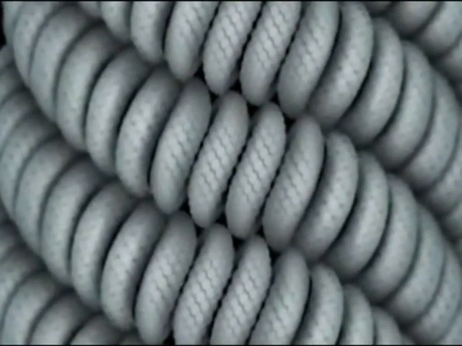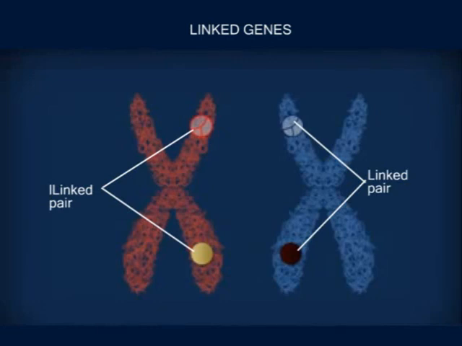Those genes found on the same chromosome are said to be linked. They are called linked genes. All the linked genes constitute a linkage group. Linked genes are inherited together and therefore do not segregate during meiosis. They are therefore transmitted in the same gamete.